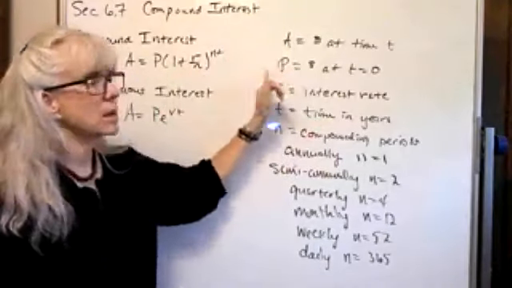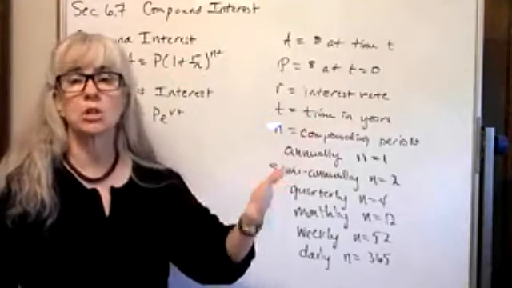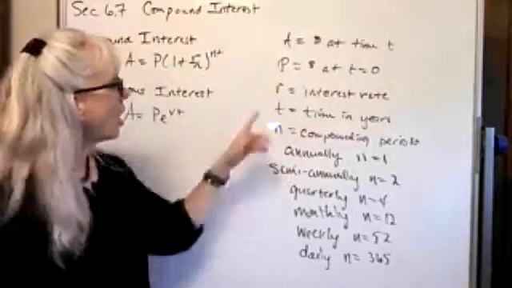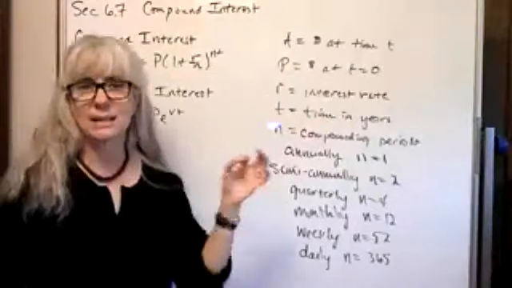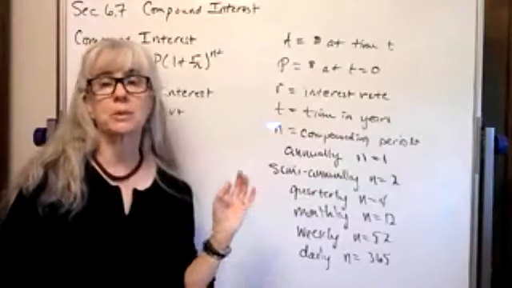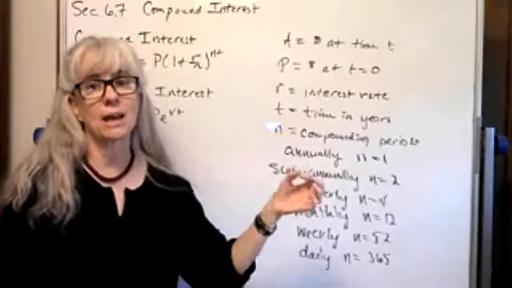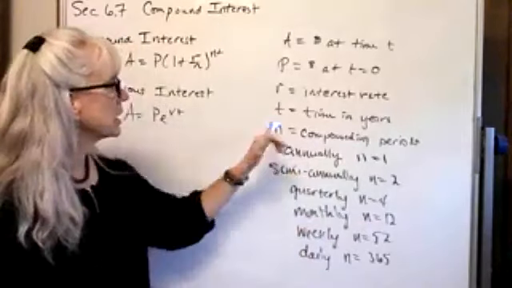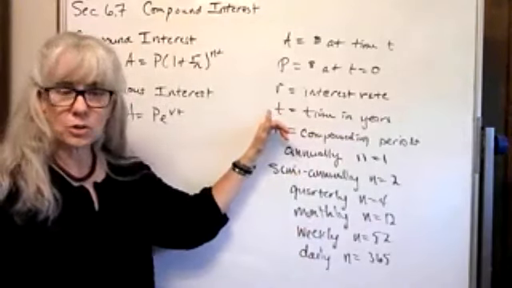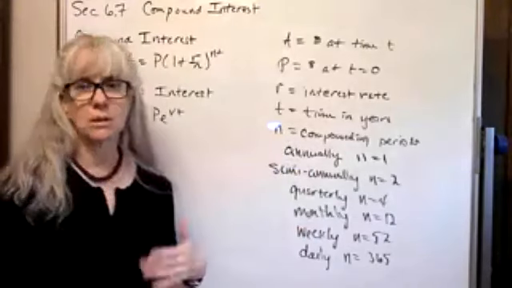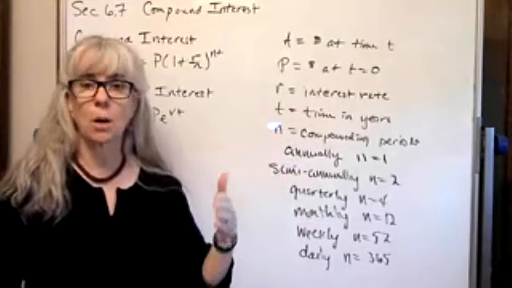P is the amount of money at the beginning of time. So how much is the initial investment into that account? r is the interest rate. It must be as a decimal. Never, ever, ever put a percentage into a calculation. Always change it into a decimal first. t is the time. It has to be in years. And n is the number of compounding periods, or the number of times it is compounded within 1 year.